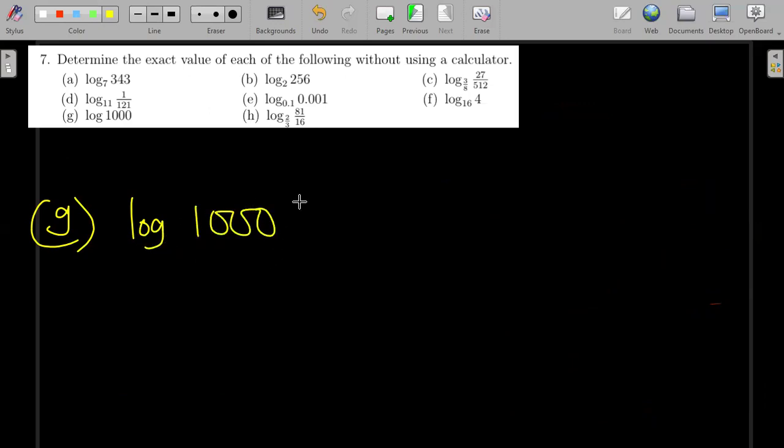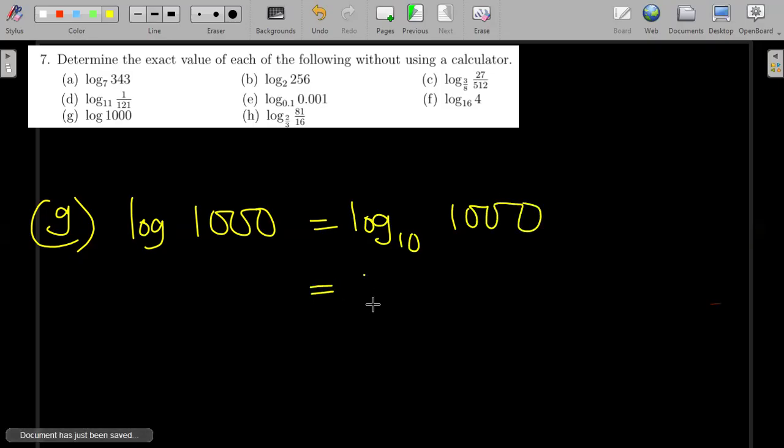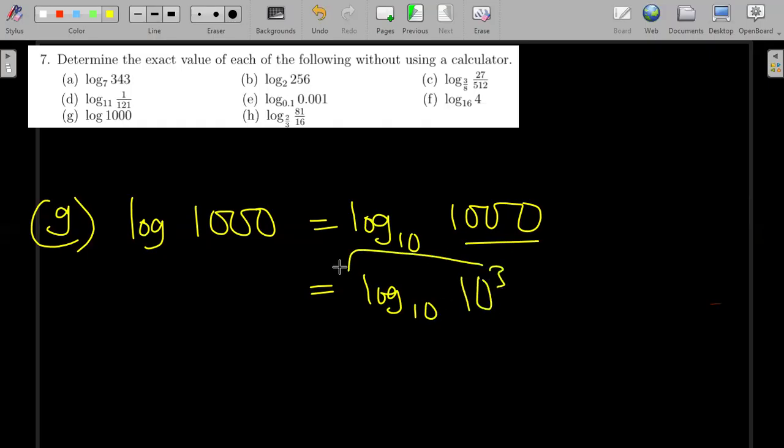Okay, so what does it mean when something does not have any base? When something does not have any base, it simply means its base is 10. So this one, without any base here, is the same as log base 10 of 1000. The 1000 is 10 to the power 3. The 3 drops in front. So I have 3 log base 10 of 10. This is 1. So I only remain with 3.